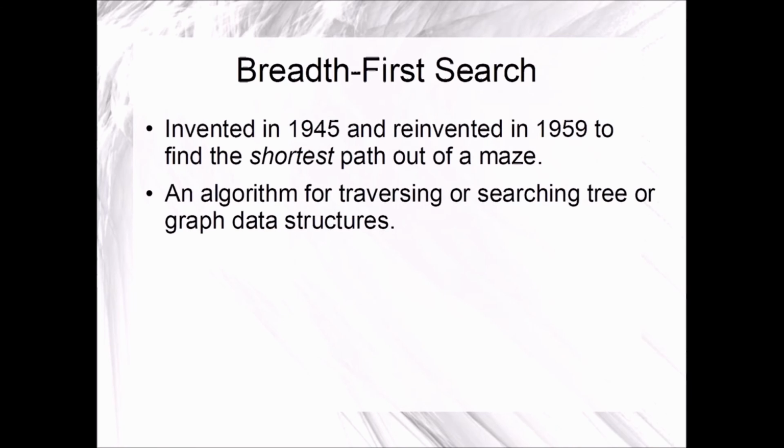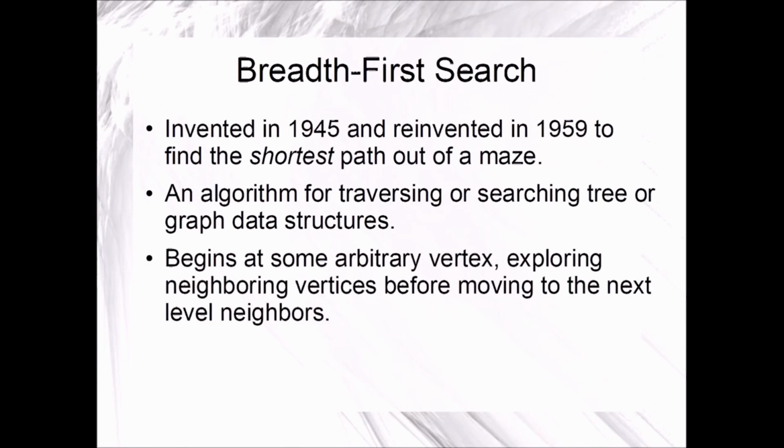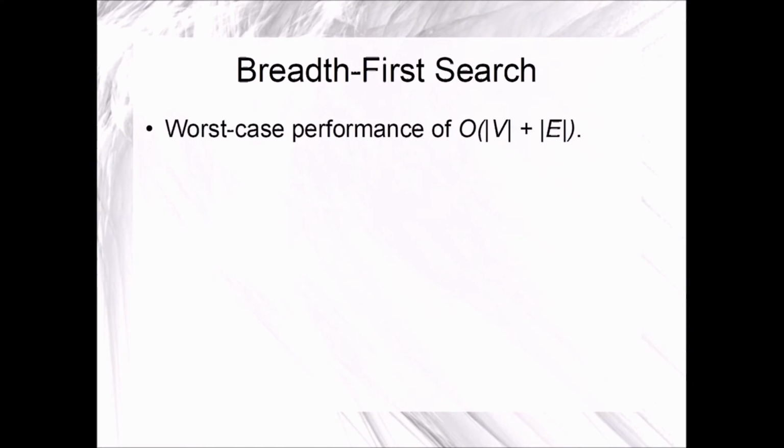This is an algorithm for traversing or searching tree or graph data structures. This algorithm will begin with some arbitrary vertex and will explore neighboring vertices before moving to the next level neighbors. The worst case performance of this algorithm is similar to the depth first search. It is big O of V plus E, which is to say that it is a linear search algorithm that has a big O that is the sum of the number of vertices and the number of edges in the graph.